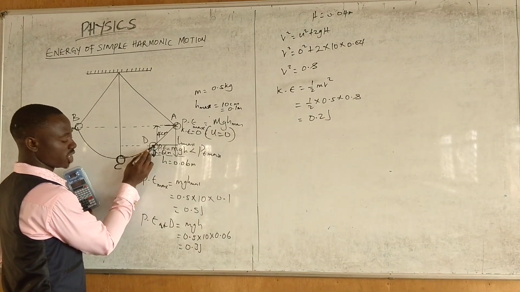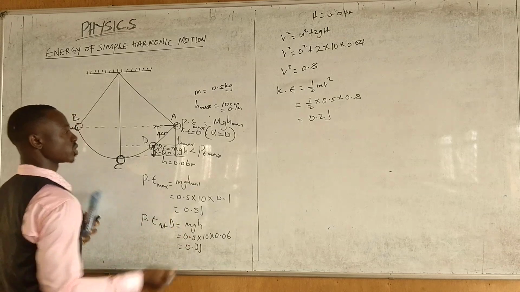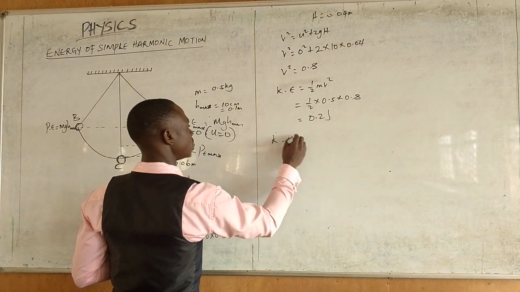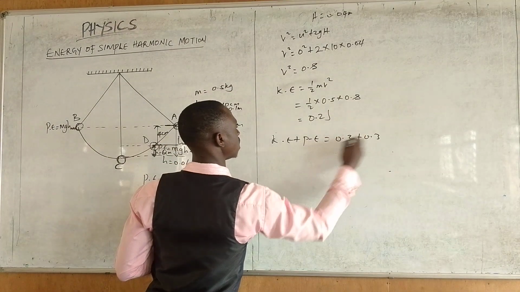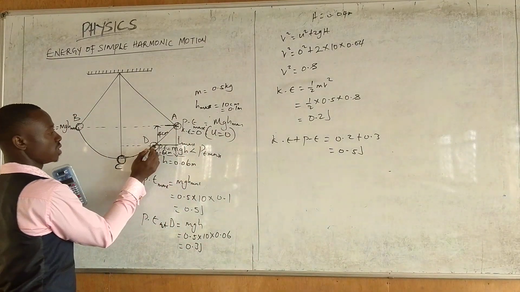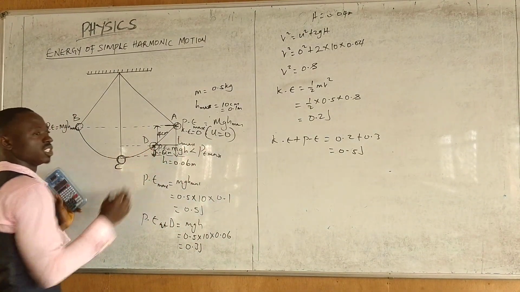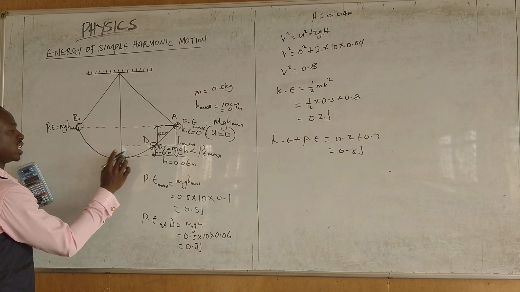So we can see now our PE here is 0.3 and our KE is 0.2. If you add the two together, KE plus PE will be 0.2 plus 0.3, and that's 0.5 joule. So you can see that the energy here is also equal to the energy here. It should also be equal to the energy at the center.